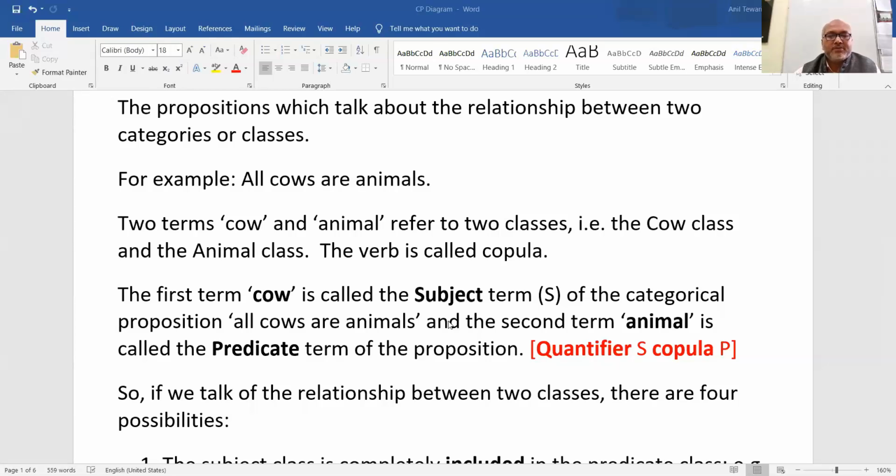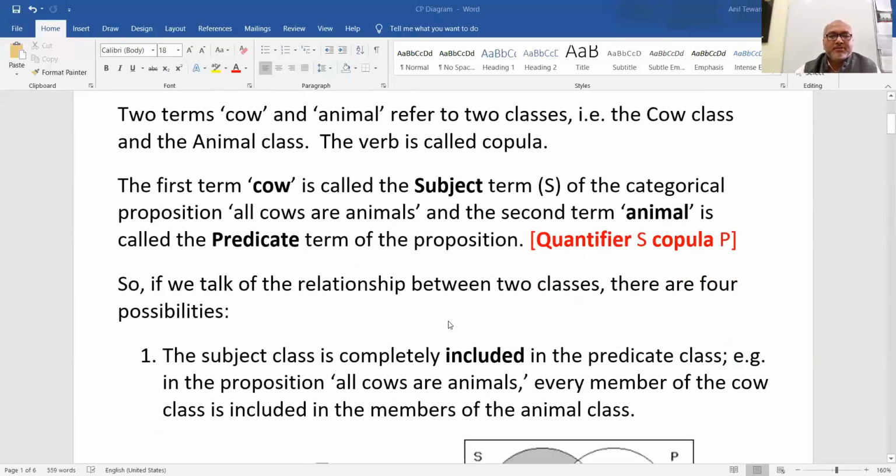And the auxiliary verb "are" is called copula, something which is establishing the relationship of identity, in fact, between these two terms. So the first term cow is called the subject term. You are familiar now. And the term animal is called the predicate term in the proposition. So this way you have a structure in the proposition. The structure is precisely like this.